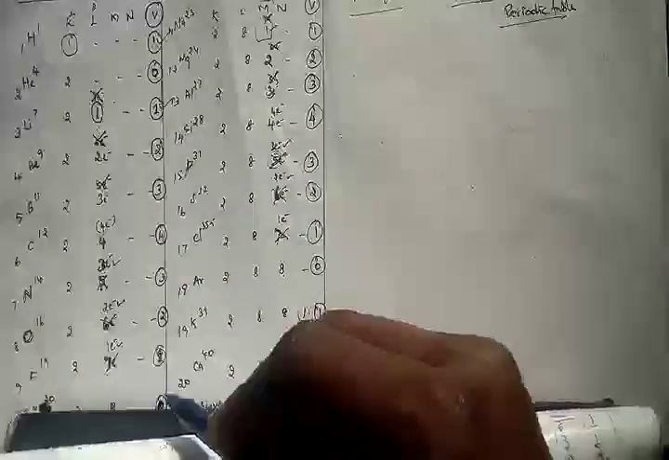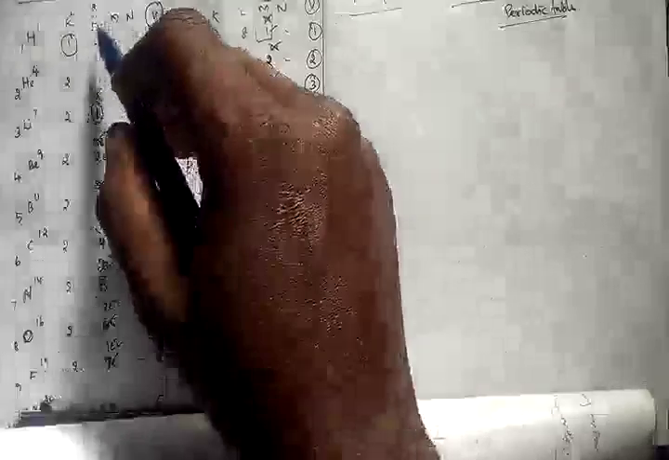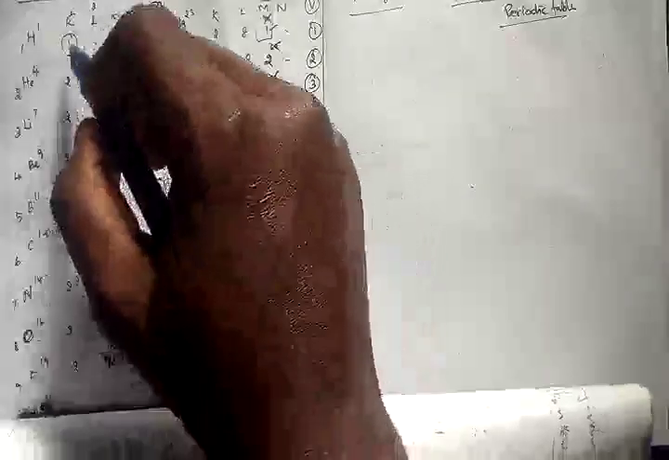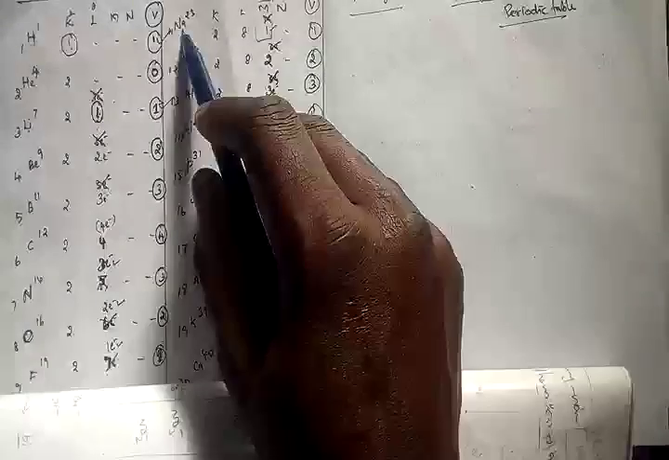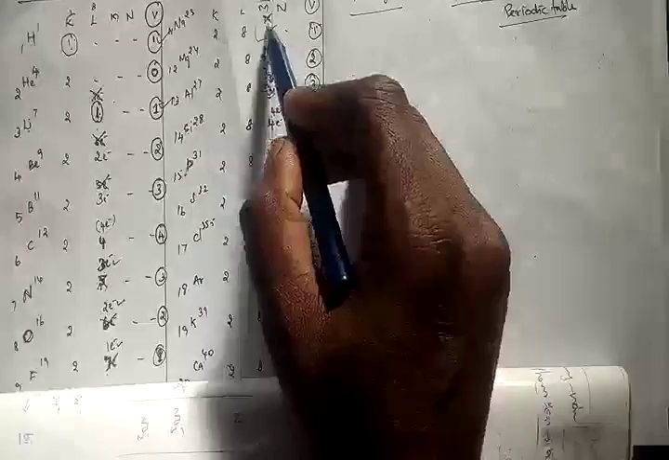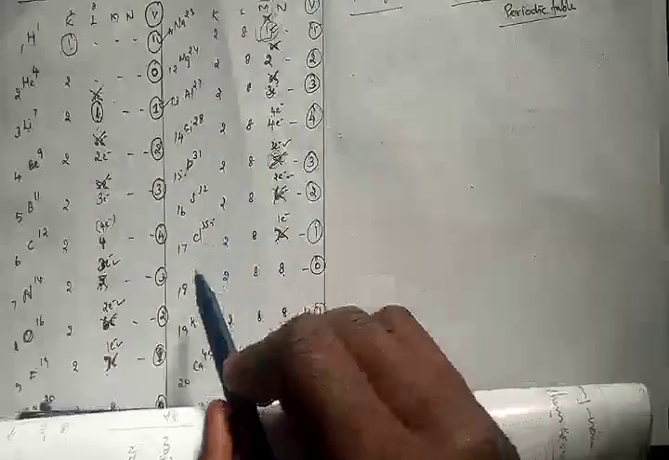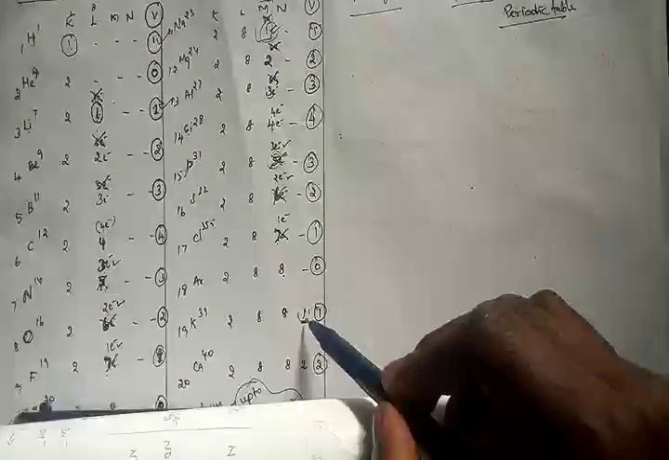The valency of lithium is 1. I'm talking about only the outermost shell electrons. The outermost shell electron is 1. The outermost shell of hydrogen is 1. The outermost shell of lithium is 1. The outermost shell of sodium is also 1. You could see here sodium is also 1. The outermost shell of potassium is also 1.